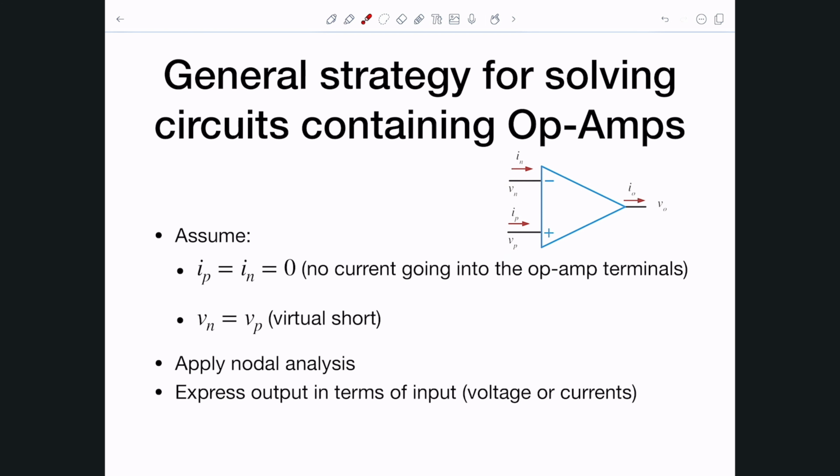Once you take these two assumptions, you apply nodal analysis. In nodal analysis, you'll write a couple of nodal equations, or maybe more, depending on the circuit and how complicated it is. And what you really need to do is express the output in terms of whatever is at the input. That's what you do. The output could be voltage or current, and the input could be voltage or current. You just have to write the output in terms of the input, and you'll be able to solve any circuit that contains such operational amplifiers.